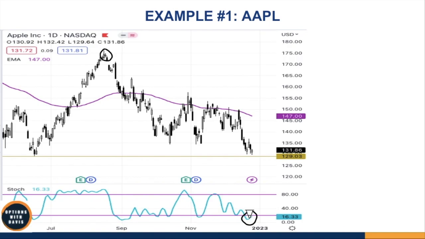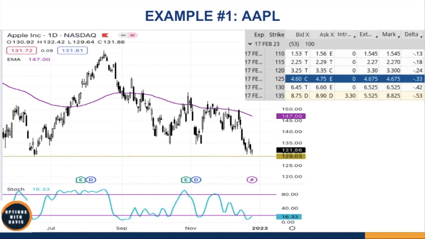Next, we want to identify a previous support level. So we can see there is a support level down here. The price is around 129. So what we want ideally is to have a short strike that is below 129. So what we want to do next is to go and take a look at the option chain. You want to pull up the option chain, so we can see that the nearest strike that is below the previous support level is at 125.